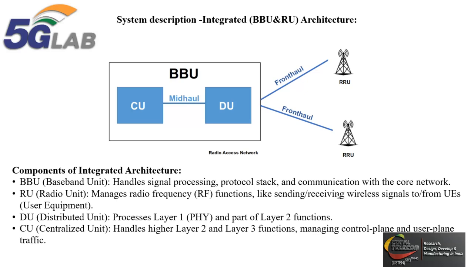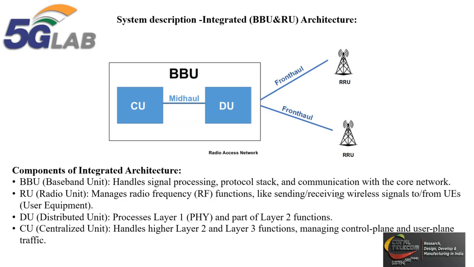Then there is the RU, the radio unit. It manages radio frequency functions like sending and receiving wireless signals to and from UEs, or user equipment, you can say normal mobile phones. Any 5G enabled device can receive the signal from the RU and can send the signal to the RU. This is where the Uu interface comes into the picture. The communication between the radio and the user equipment happens through the RU.